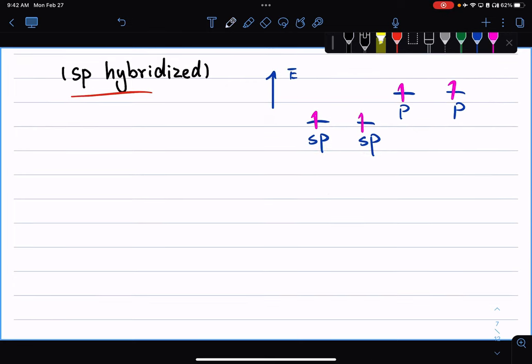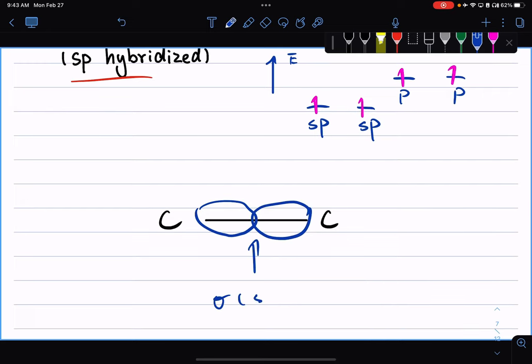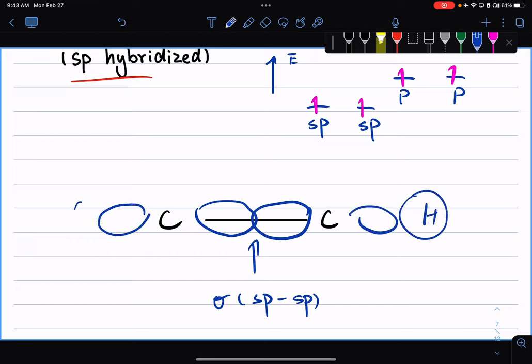All right, we're talking about the carbon sp hybridized atomic orbital interacting with another sp hybridized atomic orbital. One thing I want to note is we nearly always make sigma bond from hybridized atomic orbitals first. So the sigma bond coming from sp atomic orbitals. So that's my sigma sp-sp. And also the sigma sp-sp interacting with s of hydrogen.